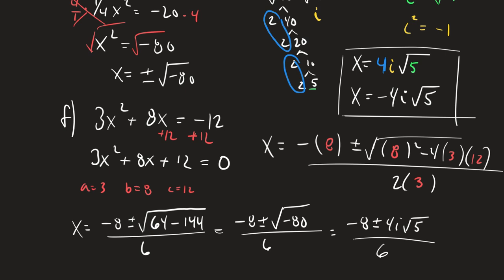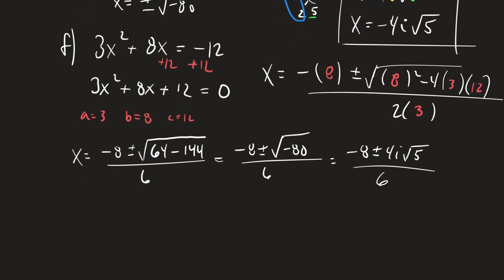So yeah, I just want to take a 2 out of each of these things. Right? Divide everything by 2, reduce it by 2. So x equals, so negative 8 divided by 2 is negative 4, plus minus, and then 4i radical 5 divided by 2, so again, just look at this 4, divide that by 2, so that's 2i radical 5. And then, of course, 6 divided by 2 is 3.